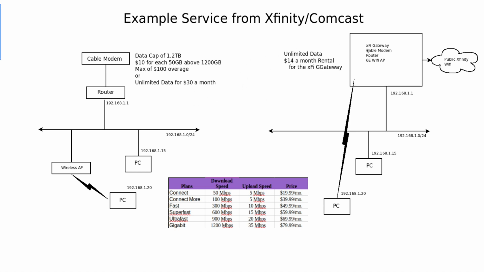So if we jump over here to the right-hand side of the diagram, it gets a little bit more interesting in that they're marketing something they call their xFi gateway. So this is one of those all-in-one devices that Xfinity wants you to use, instead of buying your own cable modem, your own router, your own switches, and your own access points, which is what I've done because I believe it serves the self-hoster much better. This particular device has a cable modem built in, a router built in, and then their big marketing point is that it has a 6E Wi-Fi AP.